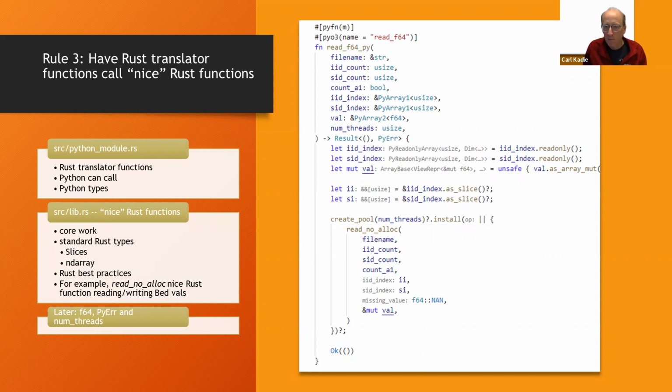Likewise, we need to convert the Python two-dimensional array into the Rust two-dimensional array. That unfortunately has to be done with an unsafe, but I don't know what you can do about that since the Python array really is kind of unsafe. But after we do that, now it's a Rust two-dimensional array. And we'll talk later about why this says F64 and why this says PyError and what we're doing here with the num threads. Those are all things to look at later.